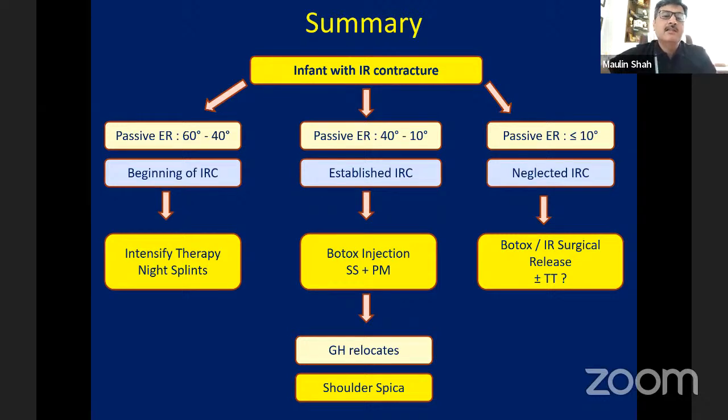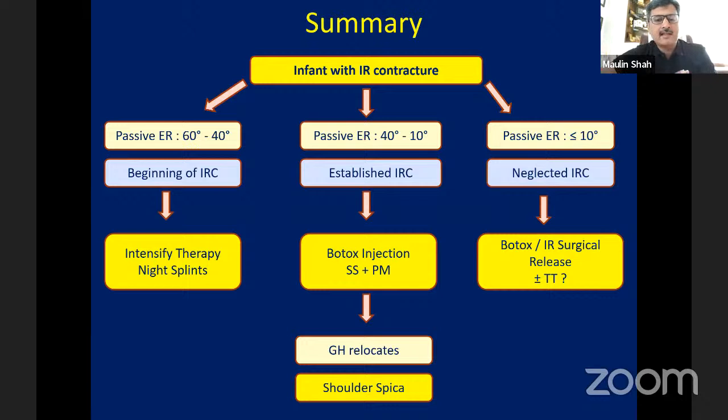That's one. The second thing is, we have seen some children who have a tight but weak subscapularis. Those children who cannot reach the midline, or those who cannot reach their back pocket, have a weak subscap, and there I avoid injecting into subscap and we just give shoulder spica.